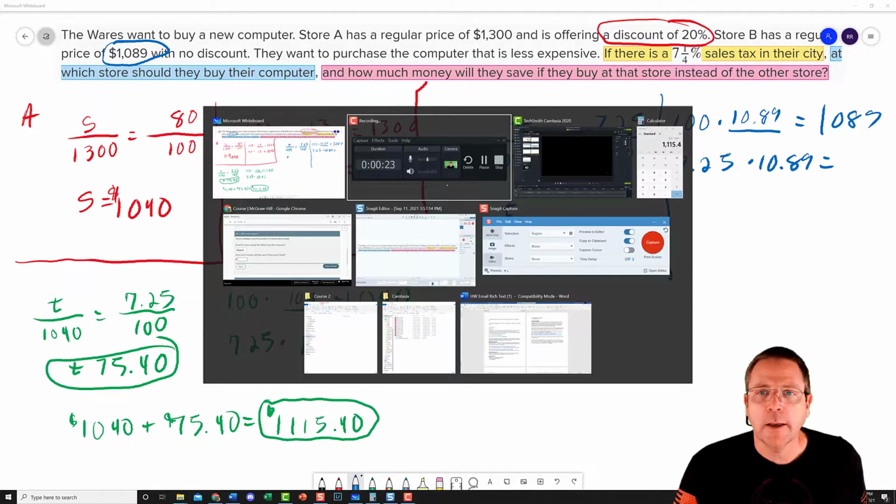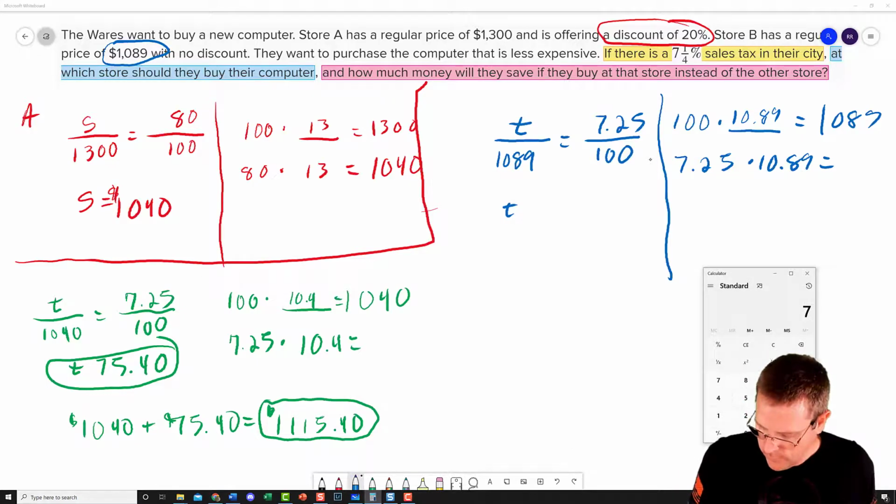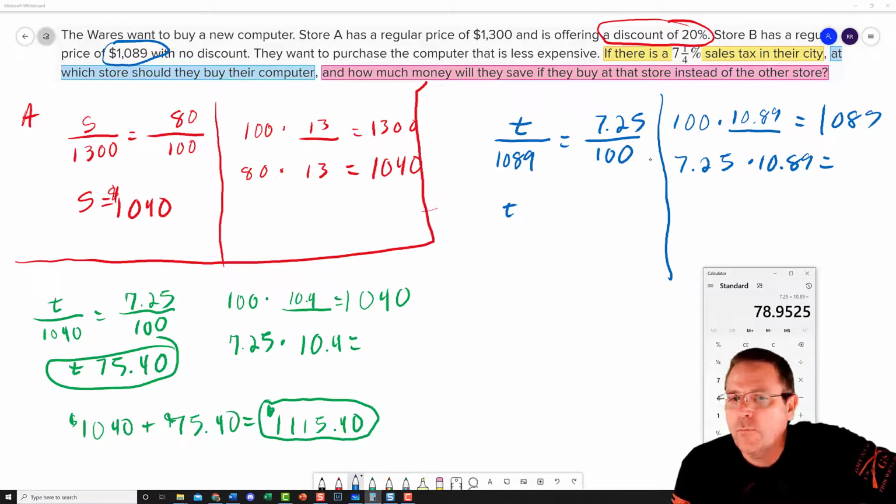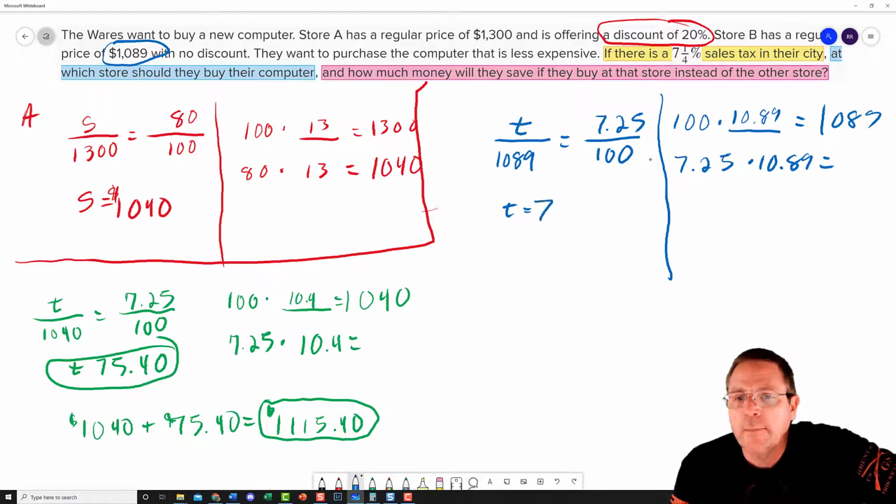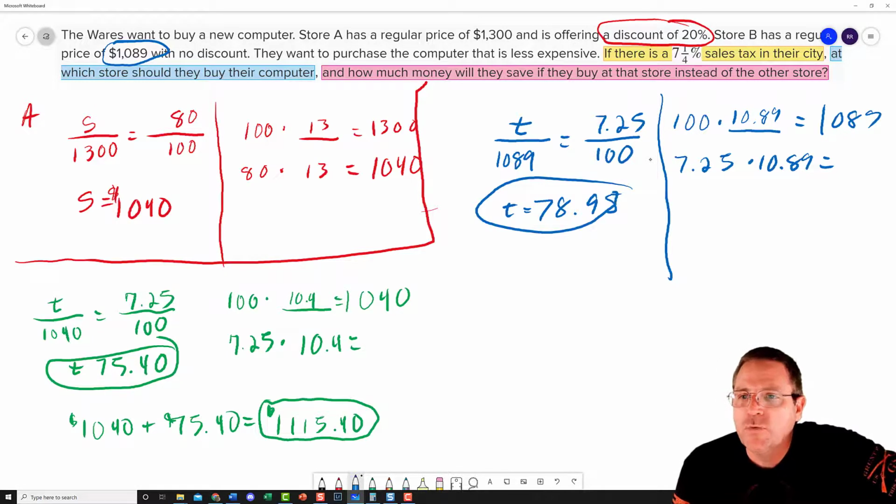Grab our handy dandy calculator here. 7.25 times 10.89. And with that, we're going to find that the tax on this one, rounded to the nearest penny, is going to be $78.95, which we have to add back to the original price here, or the selling price.